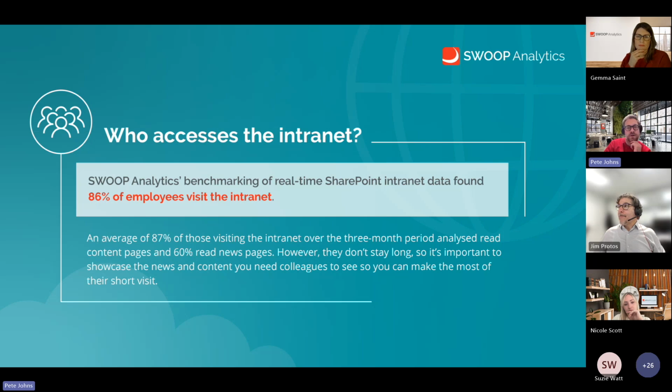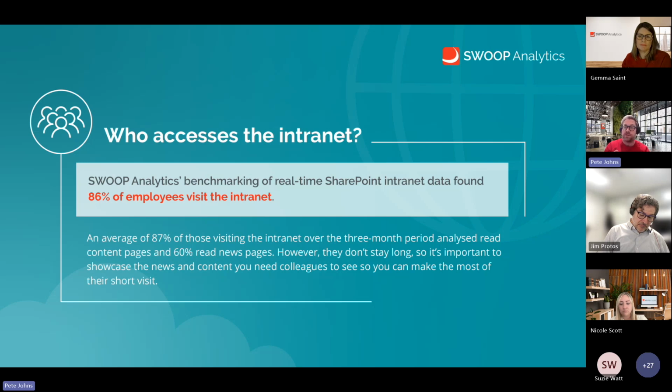There's a lot of talk about what the future holds, and everyone's got this obsession with AI to a certain degree. A lot of it's valid, but there's a lot that's like, well, is your intranet solid? And that foundational component of it. This data point from our recent study, I think, is really important. When we looked over a 3-month period across the organizations we benchmarked, we found that on average 86% of employees visit the intranet over that period. So it's easy to lose sight of the fact that the intranet is still accessed by a vast proportion of people in most organizations.